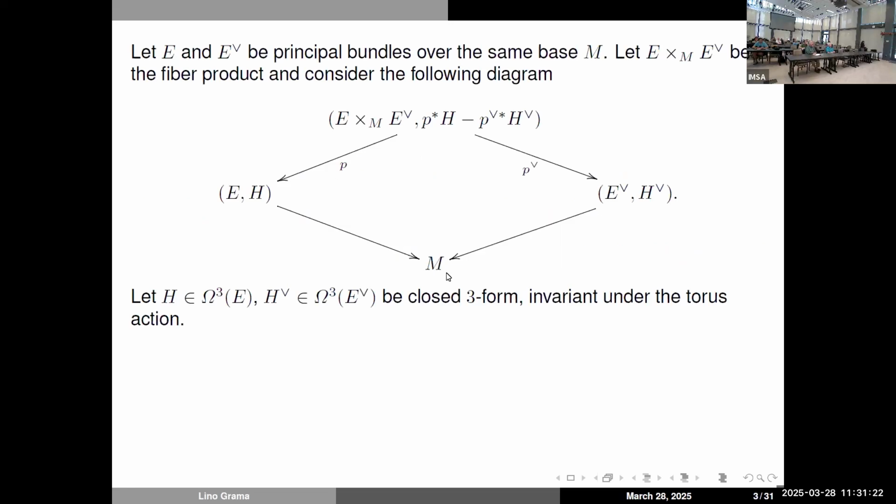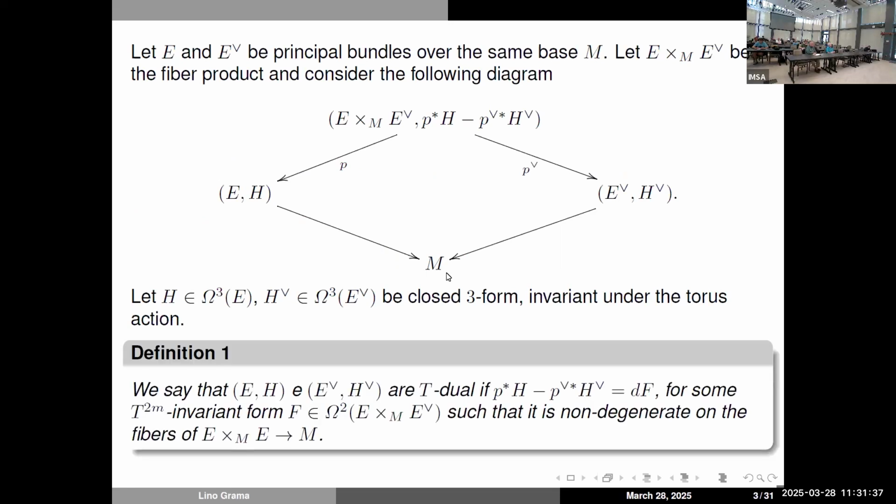We start with a principal torus bundle over the manifold N, and a closed three-form H on the total space E. We call the dual bundle with H check the T-dual if there exists a two-form F, such that it is invariant on the fibers and non-degenerate on the fibers also, such that this formula holds on the fiber space.